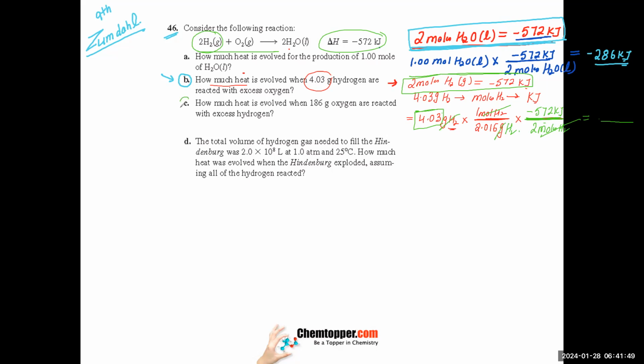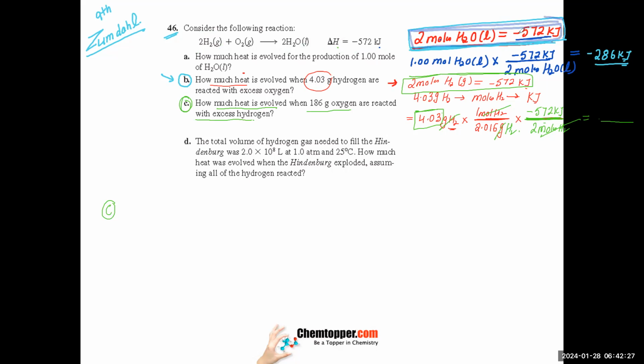Now let's see the C part. How much heat is evolved? Again, they're asking heat. When 186 grams of oxygen is reacted with excess of hydrogen. So who is going to help me with the C part? How to start? And what do you know from the balanced equation? From the balanced equation, what do you know? The way I was telling you what we know from the balanced equation, this thing.